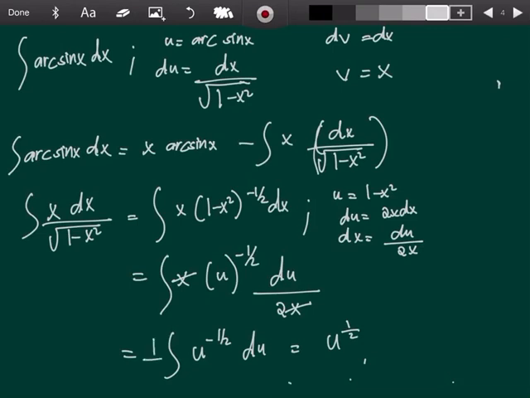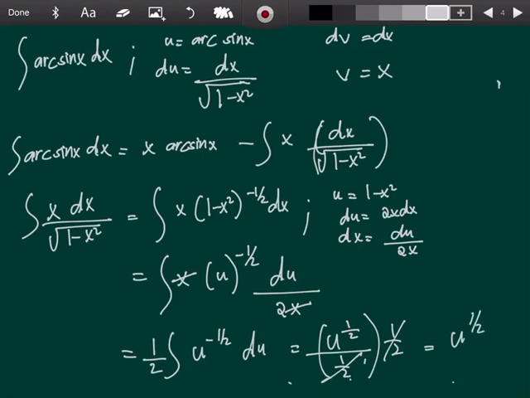Ilalabas natin yun pala, 1/2. So, it will equal to what? U over 1/2 times 1/2. So, makakancel. Magiging siya U raised to 1/2 lang.